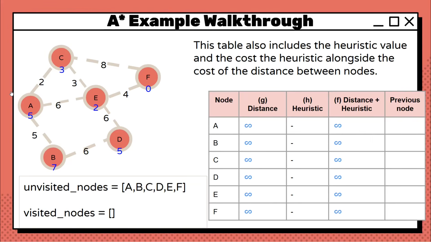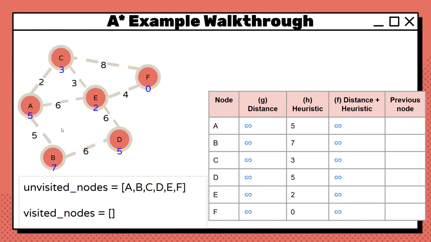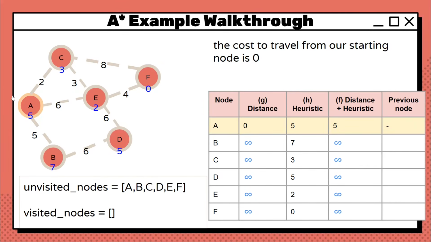Similar to Dijkstra's algorithm, we're going to plot the cost of each node into a table. This table also includes the heuristic value and the cost of the heuristic value alongside the distance between nodes. The heuristic values are given to us, so we may as well add them to our table. Again, similar to Dijkstra's algorithm, we are adding the cost to travel from our starting node as 0 because that's where we're starting from. As before, distance traveled to each location is marked as infinity or a very high number, until we visit that node, and we can reduce the cost if the cost is lower.